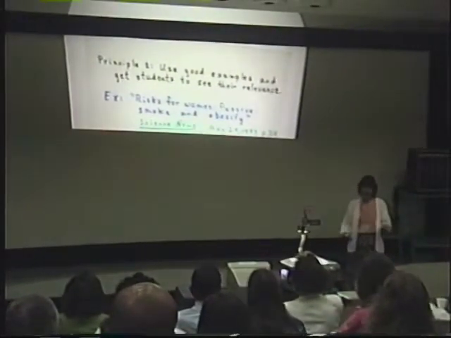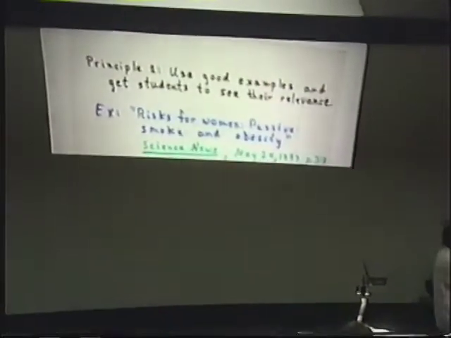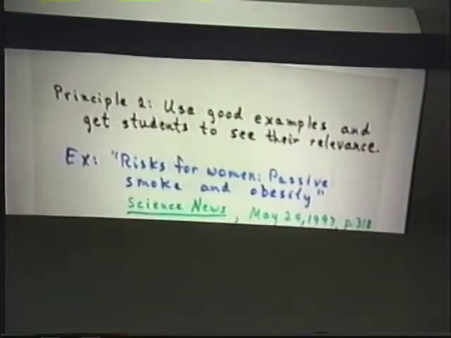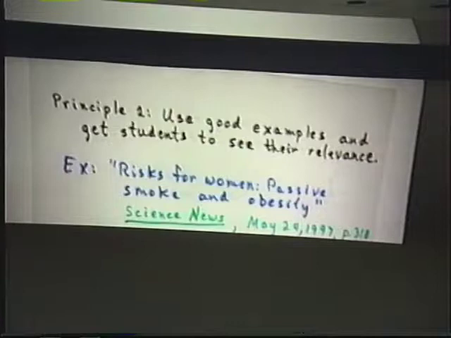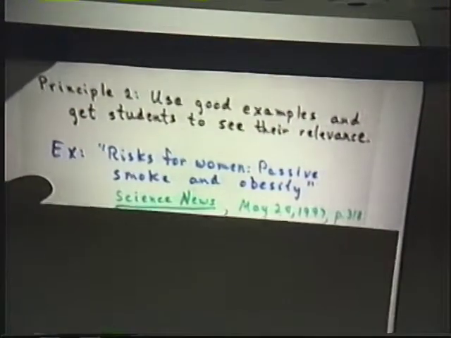And this was: use good examples and get students to see their relevance. Now, again, what determines a good example is, I think, based on your audience. In this case, I happened to choose the one you chose earlier, which is Risks for Women, Passive Smoke and Obesity was the title of the article. I'm particularly going to look at the passive smoke part. This was an article in Science News about a year ago. And let me ask you a question.